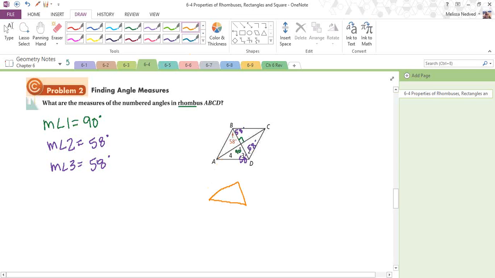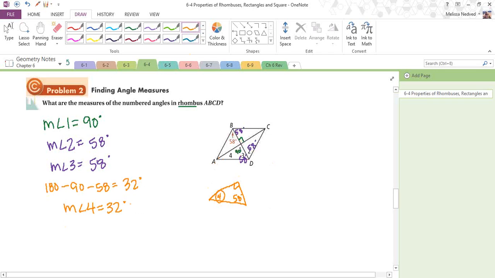Now to find this last angle, angle 4, I'm just going to redraw here. Notice we've got a triangle that's made between A, D, and the intersection of my diagonals. We already said that the intersection of those diagonals is 90 degrees. That's where angle 1 was. And I just found that this angle down here, where angle 3 was, is 58 degrees. So if I want to find the measure of angle 4, I'm going to use triangle sum. 180 minus 90 minus 58 is 32 degrees. So the measure of angle 4 is 32 degrees.